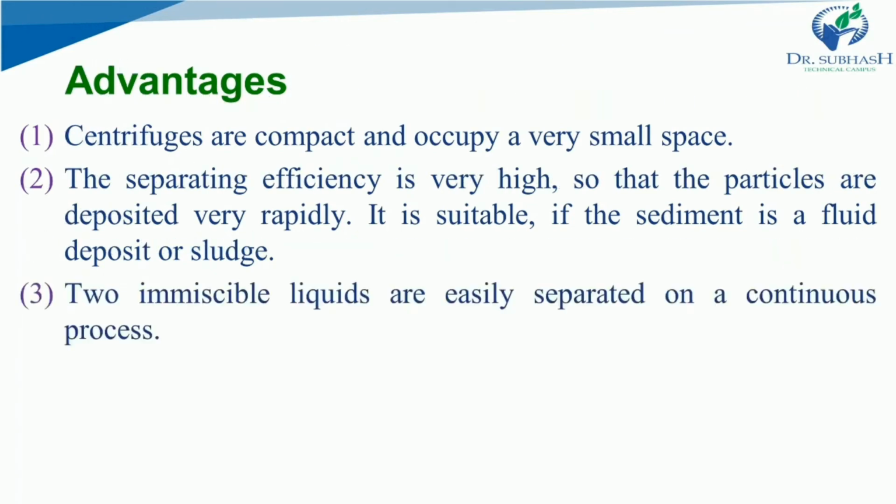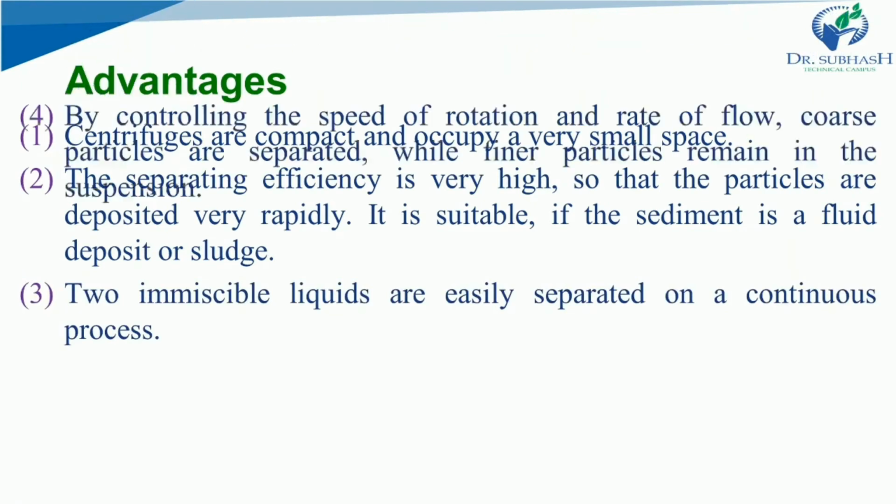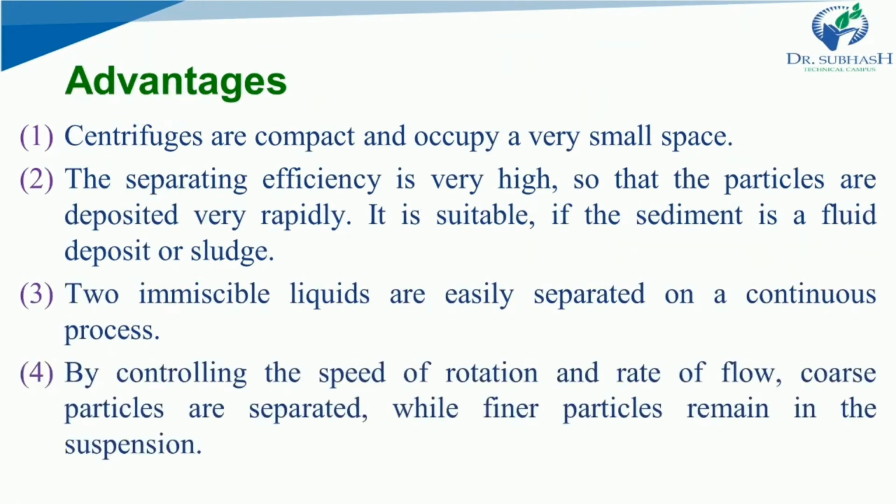Two immiscible liquids are easily separated in a continuous process. By controlling the speed of rotation and rate of flow, coarse particles are separated while finer particles remain in the suspension. When you control the speed of rotation and rate of flow, you can easily separate the particles that are a little bit big in size, while finer particles remain in the suspension.